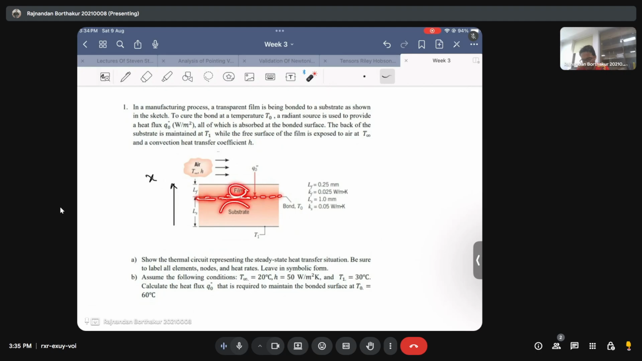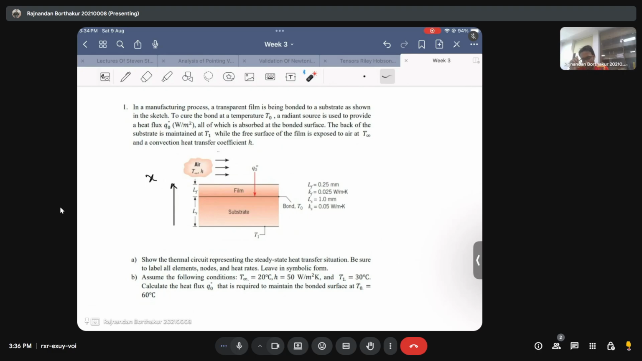So what they are saying is that in order to strengthen the bond, which is at the interface of the film and the substrate, you are providing a heat source in the form of a heat flux on this interface. And this heat source gets absorbed at the interface, meaning that there is no loss of energy taking place. You can think of it like you are using a resistance heater to provide energy on this interface, and whatever energy that you are providing is not getting dissipated or lost. All of it is being absorbed at the interface of the film and the substrate, is what the question is telling us.